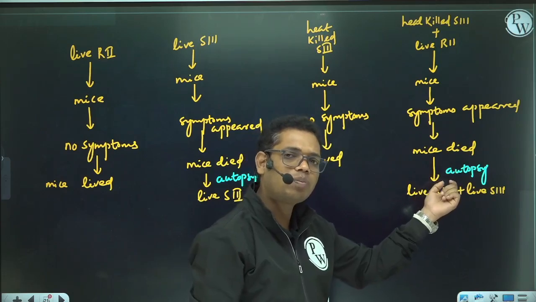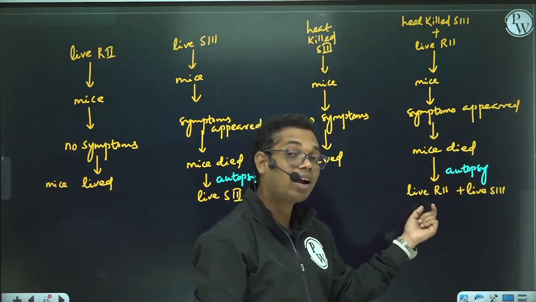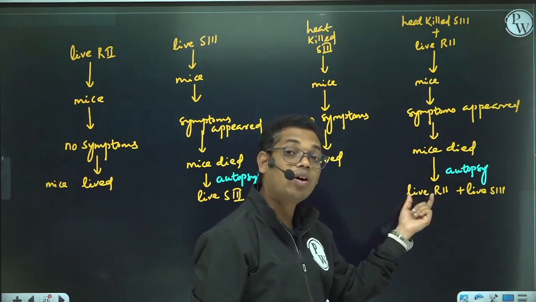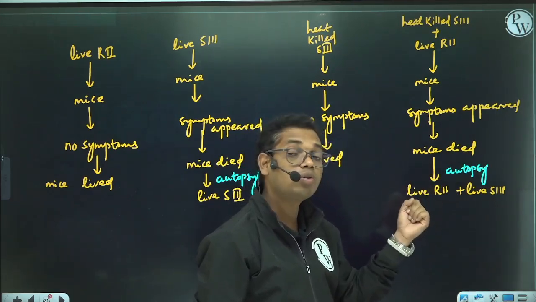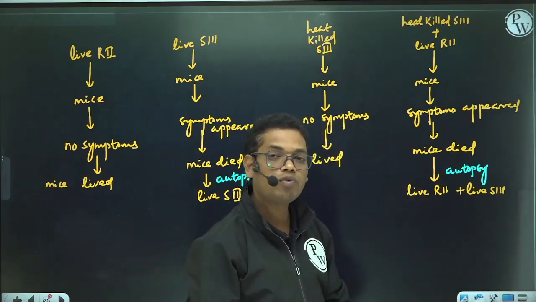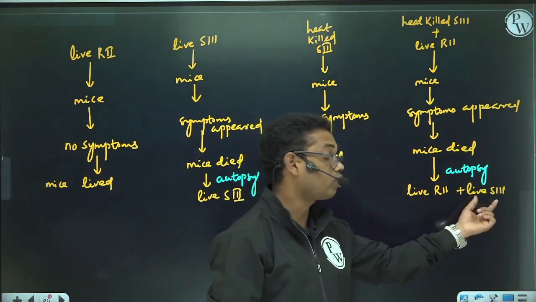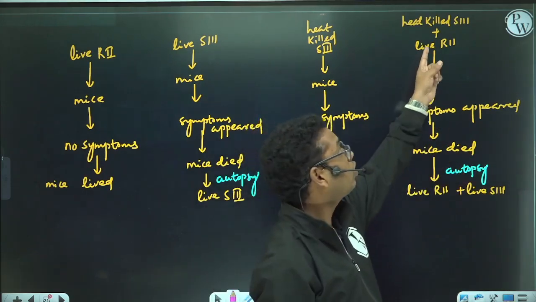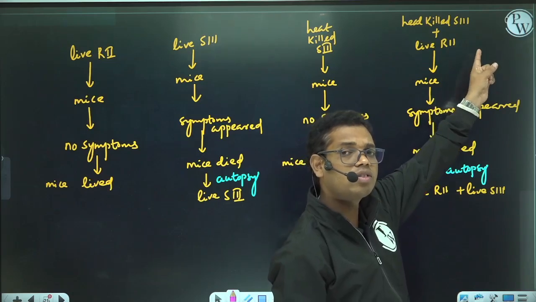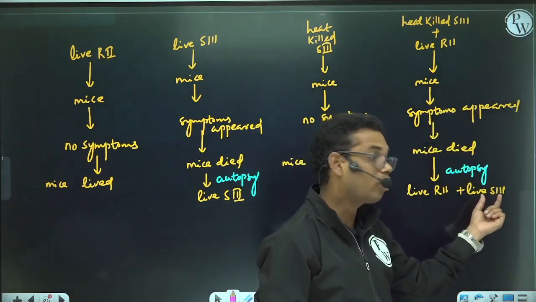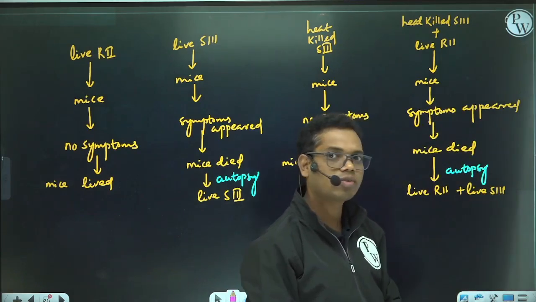When the mice died, he performed an autopsy, and he recovered live R2 and live S3. He was shocked when he found live S3. Why? Because the S3 which was injected was heat killed, that means dead S3. But here from the mice he recovered live S3.